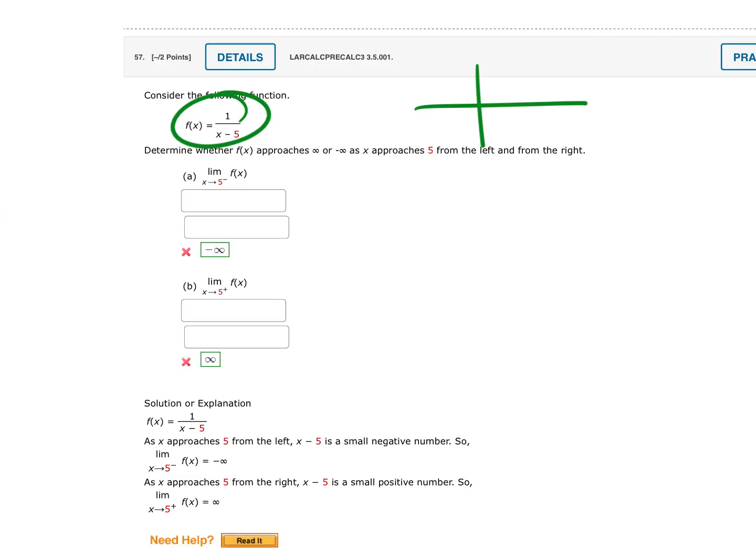It helps to know what your graph looks like. So here we have a vertical asymptote at x equals 5. Because it's 1 over x, our graph is going to look like this. So the limit as x approaches 5 would not exist because they approach two different values. But the limit as x approaches 5 from the negative direction, so we're coming from the left, our graph goes down to negative infinity. The limit as x approaches 5 from the positive direction, so we're coming from the right, our graph is going up, so it would be positive infinity.